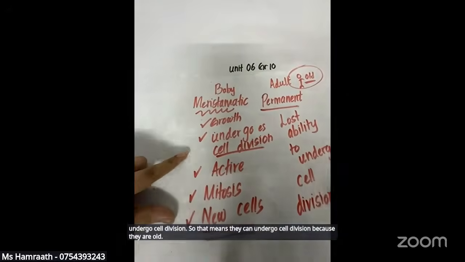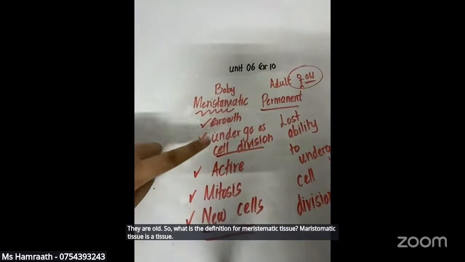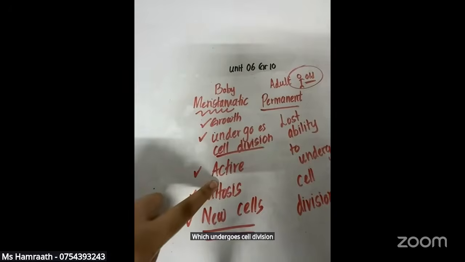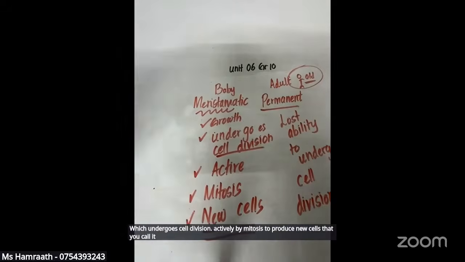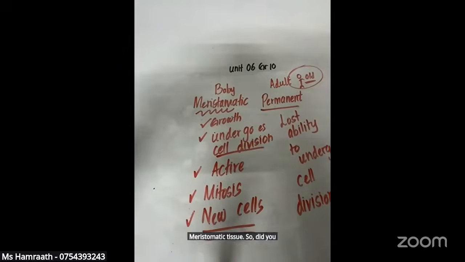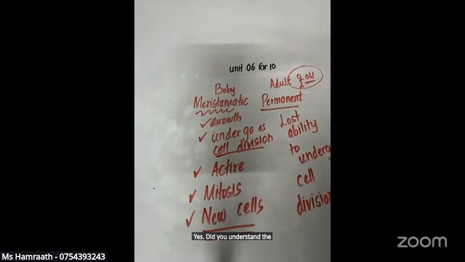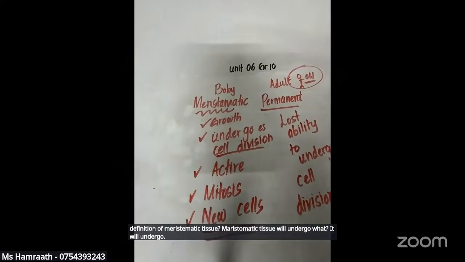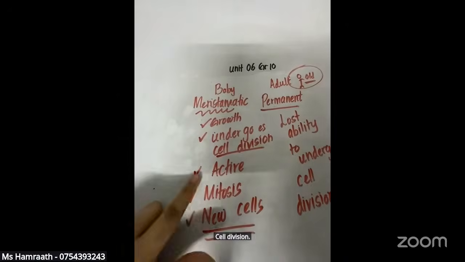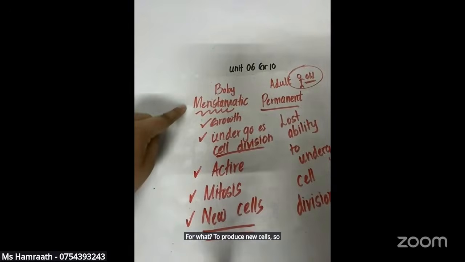So what is the definition of meristematic tissue? Meristematic tissue is the tissue which undergoes cell division actively by mitosis to produce new cells. That you call meristematic tissue. Did you understand the definition? Meristematic tissue will undergo cell division, actively by mitosis, to produce new cells. So that is the definition of meristematic tissue.